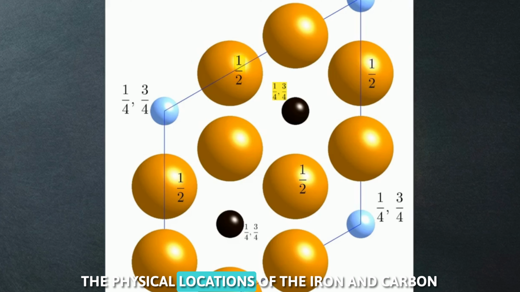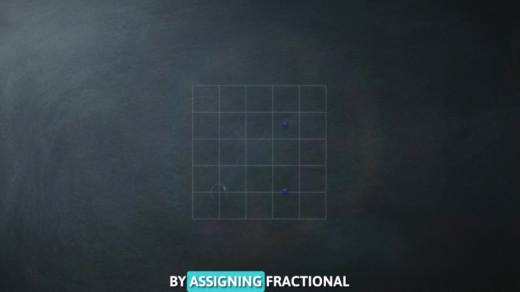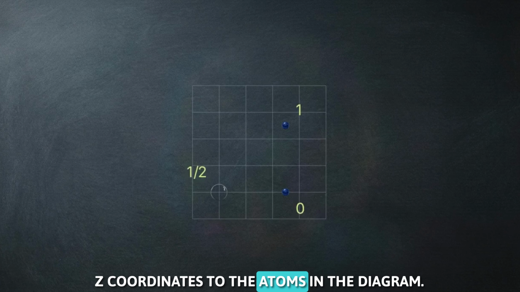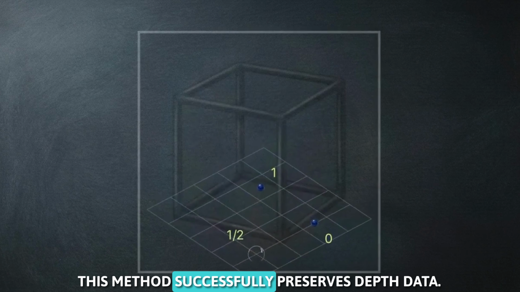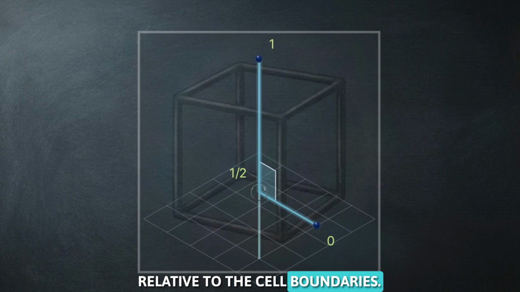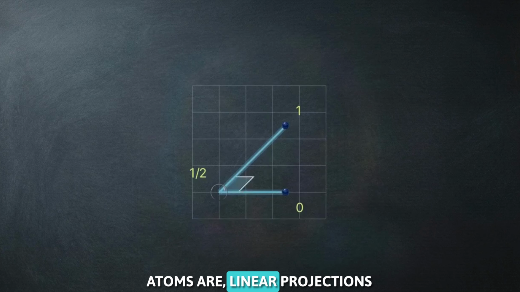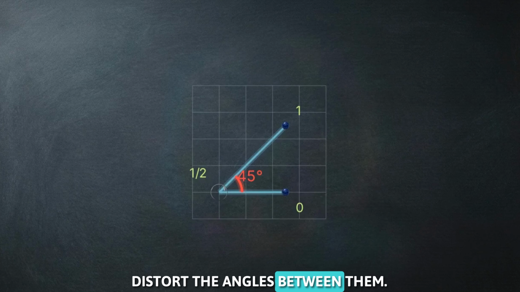The physical locations of the iron and carbon atoms are compressed flat. By assigning fractional z-coordinates to the atoms in the diagram, this method successfully preserves depth data. We know exactly where every atom sits in space relative to the cell boundaries. But while spatial coordinates tell us where atoms are, linear projections distort the angles between them.